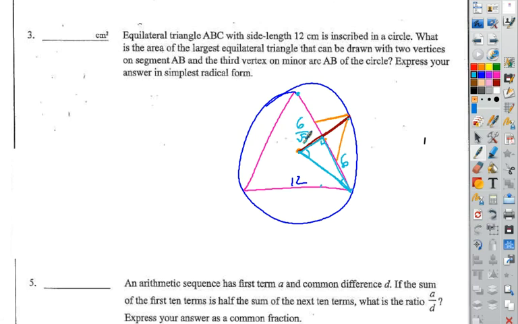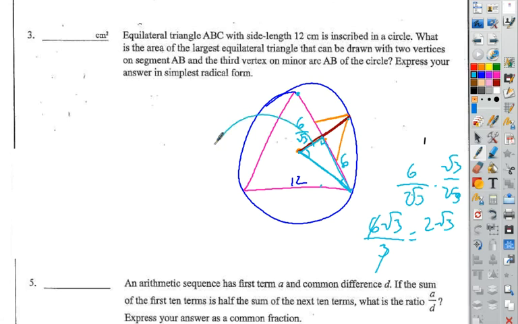Now, we haven't done a whole lot of radicals, but you know that you can't have a square root in the denominator, right? So we multiply everything by the square root of 3, so we end up with 6 square root of 3 over 3, but you know that can be reduced, right? So we get 2 root 3. So we know that this side length here is going to be 2 times the square root of 3.